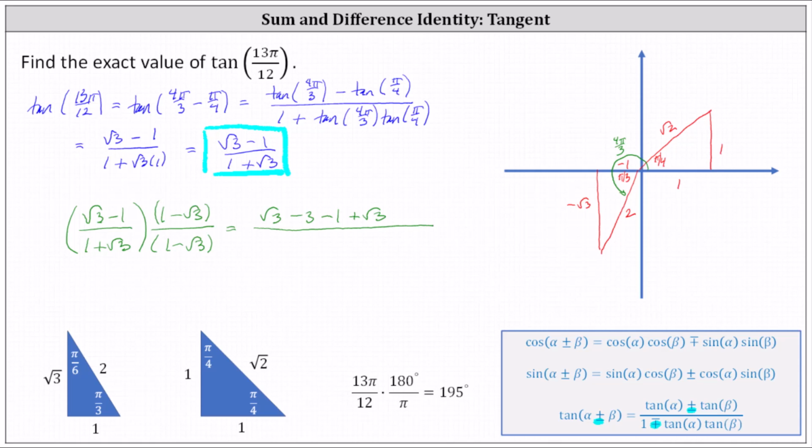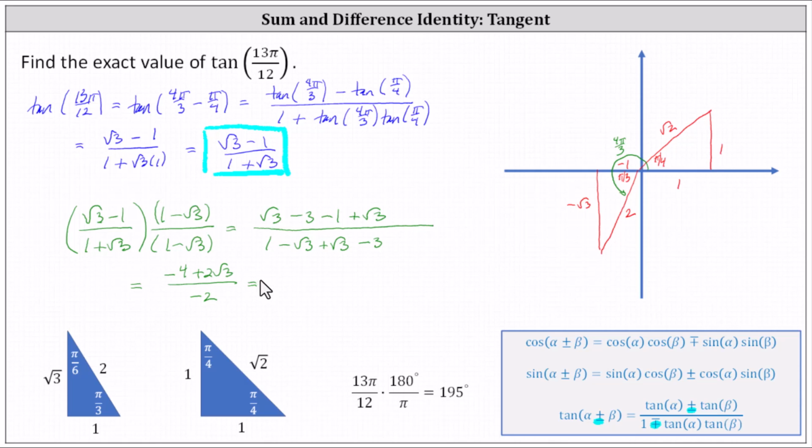In the denominator, we have 1 times 1, which is 1. And then we have 1 times negative square root 3, which is minus square root 3. And then we have square root 3 times 1, which gives us plus square root 3. And finally, square root 3 times negative square root 3 is minus 3. Simplifying, in the numerator we have negative 4 plus 2 square root 3. In the denominator we have 1 minus 3, which is negative 2.